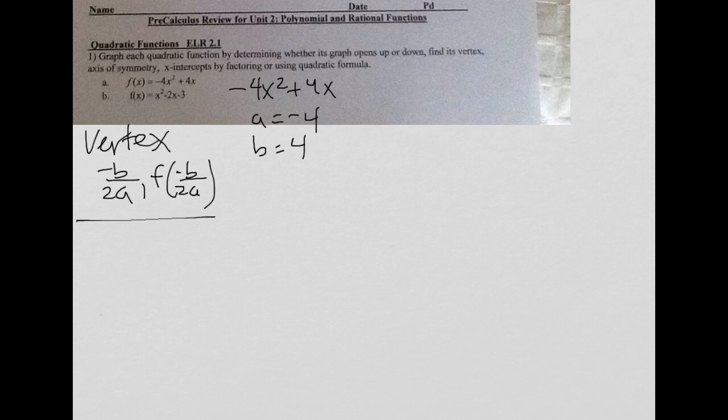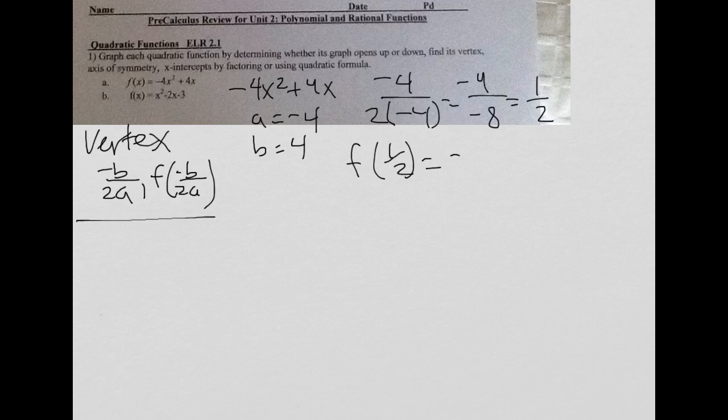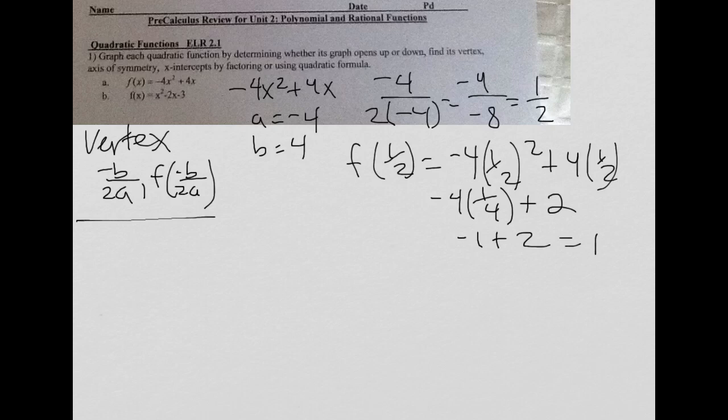So I'm doing negative b, so it's a negative 4 over 2 times a, which is again negative 4. So negative 4 over negative 8, which turns out to be a half. That's part of the vertex. Now I need to take 1/2 and plug it back into the equation. And after I work it out, doing order of operations, I get the answer to be 1. So my vertex for 1a is 1/2, 1.